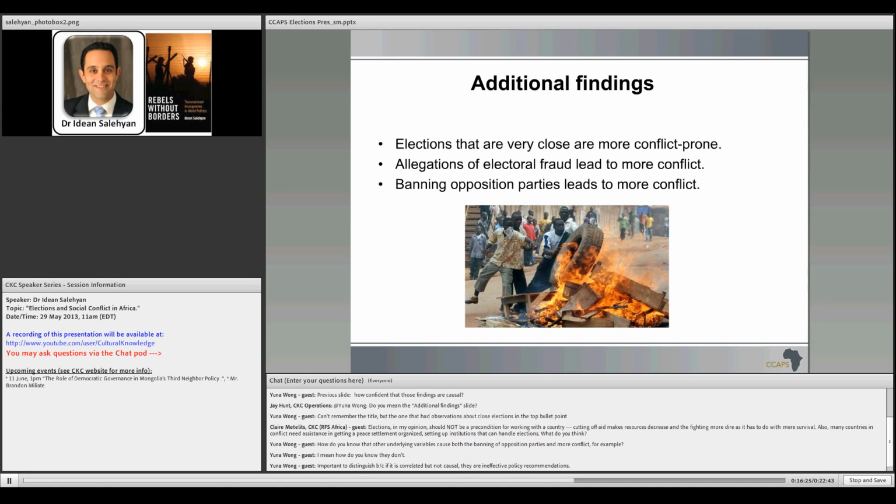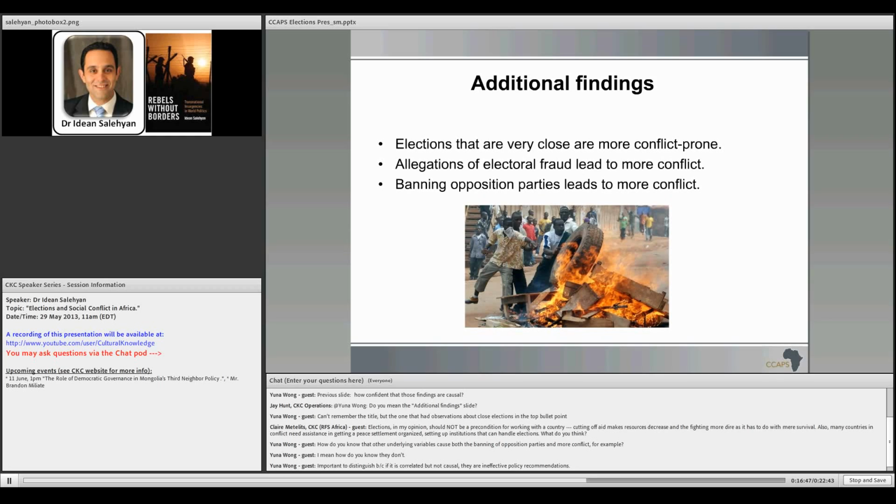Exactly, and I think that's what the question previously about the causality of these findings was getting at. It goes on to say that if you don't distinguish between correlation and causation, they're going to be ineffective as policy recommendations. Is that consistent?